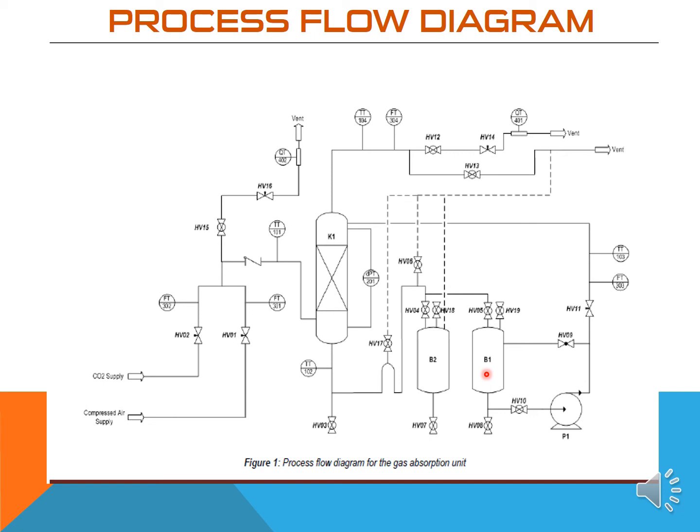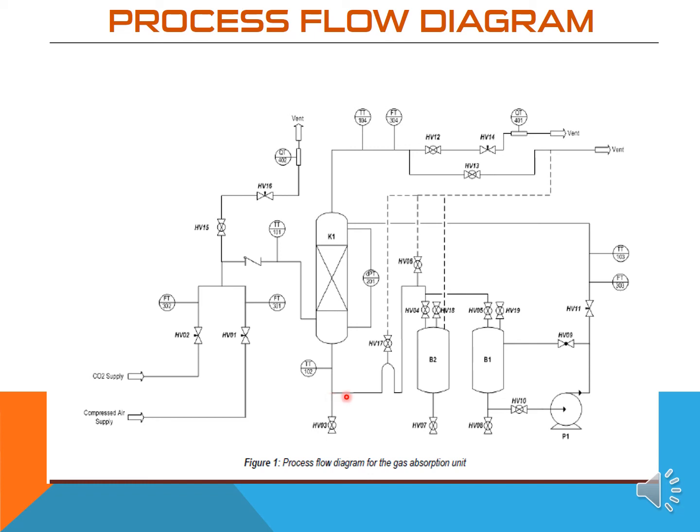Next, open and adjust valve 02, which is the CO2 supply, to give a flow rate of 3 liters per minute of carbon dioxide into column K1. Next, let the process run about 5 minutes to allow the absorption column to stabilize. Start collecting a liquid sample of approximately 100 ml from the outlet of the absorption column K1 from valve HV03 every 5 minutes.